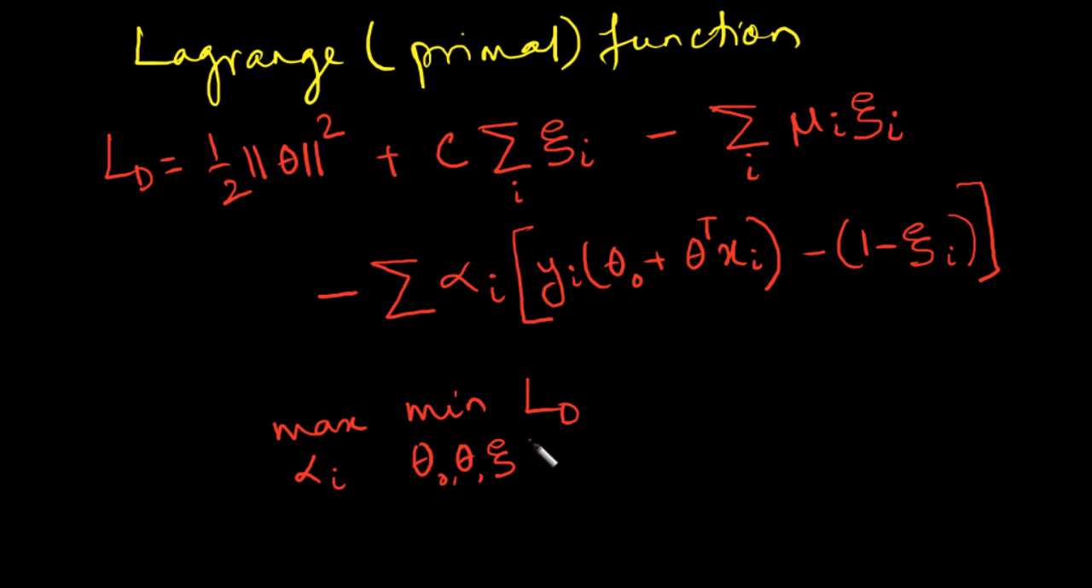So now how do we carry out this minimization? Same thing, you just take a derivative of LD with respect to theta 0, theta and the xi i's, and then you will get some expression. You then substitute it back over here and you will then get the Lagrange dual objective function. So let us take the derivatives with respect to theta 0, theta and xi i of this Lagrange primal function. When we do that, what we get is the following.